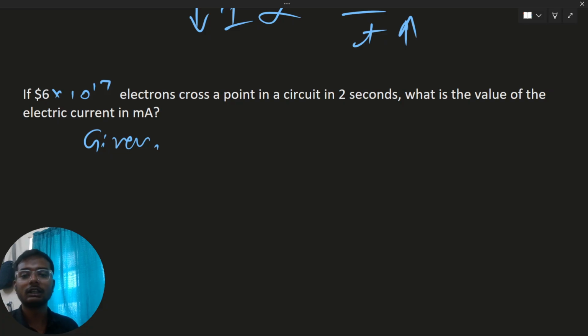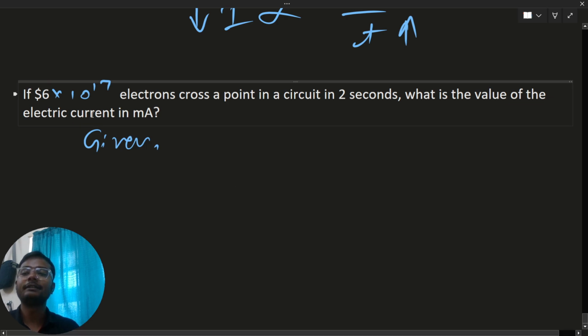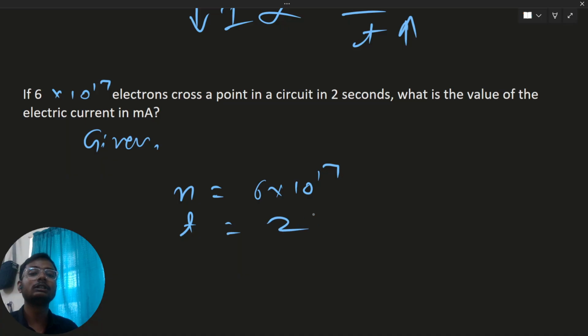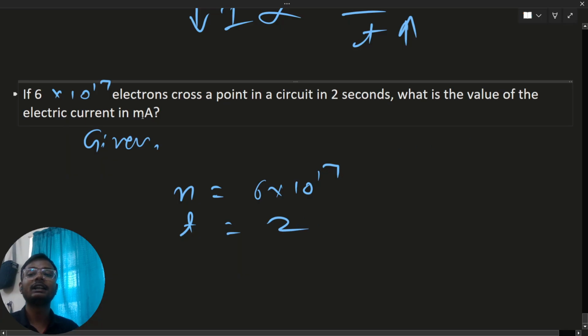Done. Okay, now I am starting. So if 6 into 10 to the power 17 is the number of electrons, 6 into 10 to the power 17 electrons cross a point in a circuit in 2 seconds. Time is given as 2 seconds. What is the value of electric current in milliampere?